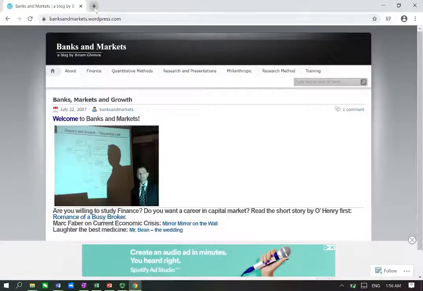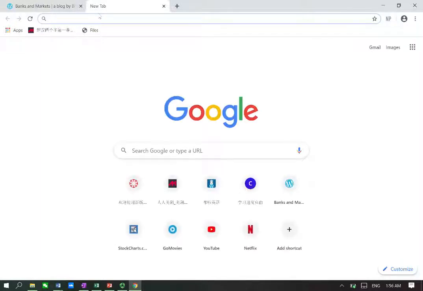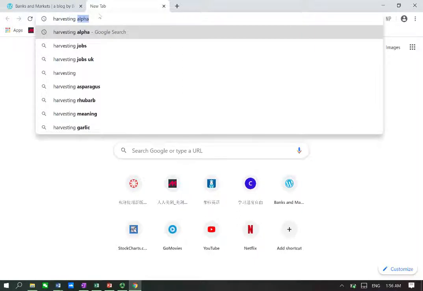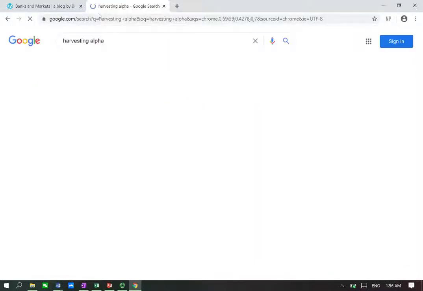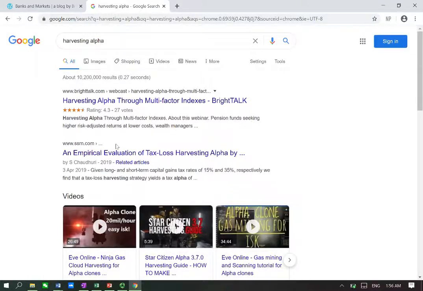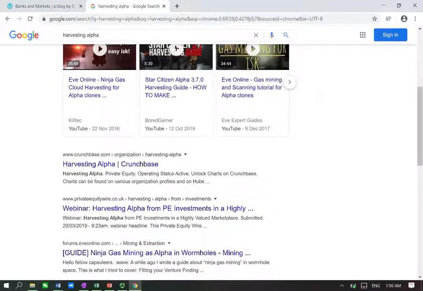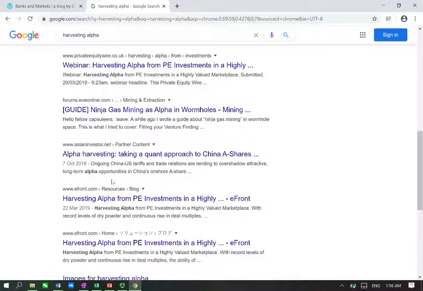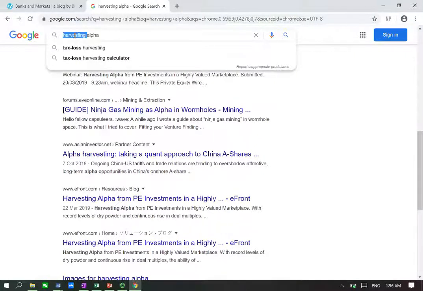Therefore, some wealth management and asset management companies may have names such as Harvesting Alpha. I remember Harvesting Alpha was the name of one of the asset management companies. But you see, harvesting alpha or adding alpha value is popular, alpha seeking kind of thing.